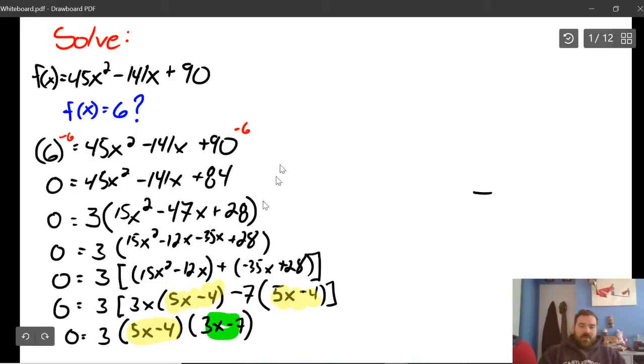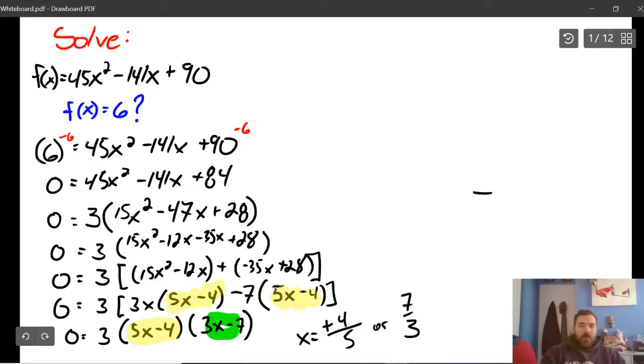So I know that my solutions will therefore be, it will either be x is equal to, so my rule is the opposite sign of the constant will be the numerator divided by the coefficient, so 4 over 5, or in this one, it would be positive 7 over 3.